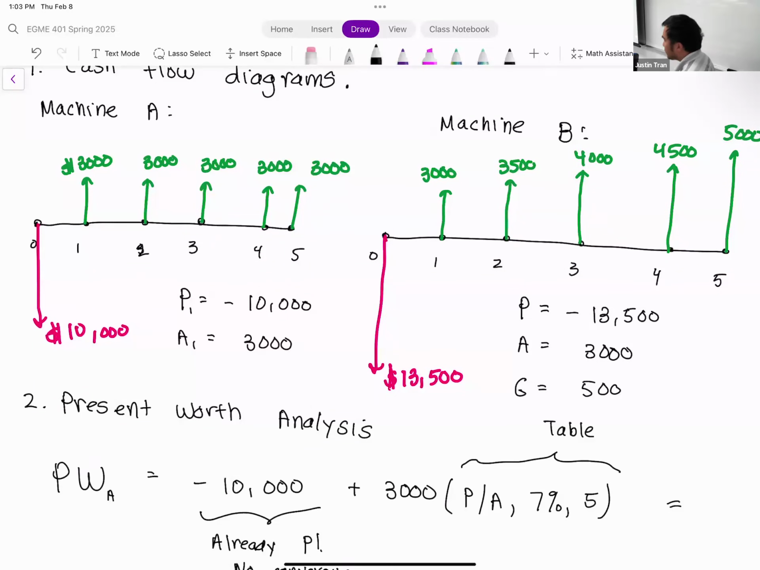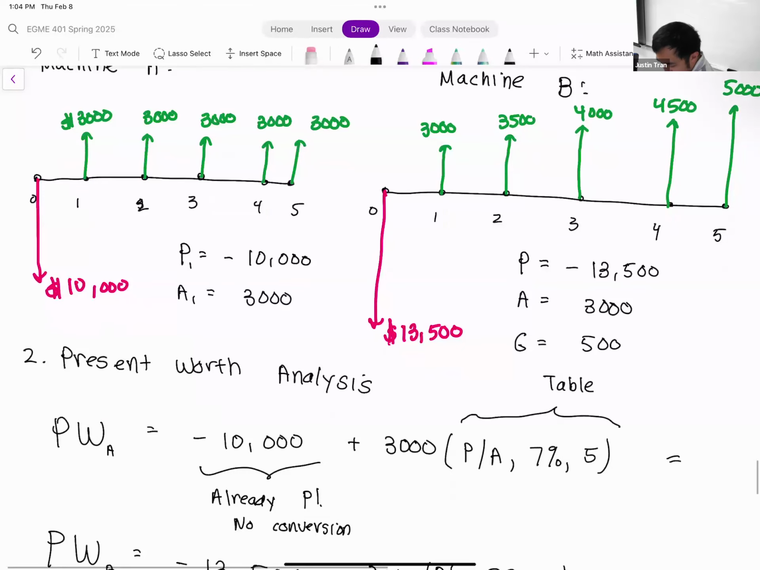Okay, so one thing you're going to have to do in all these problems is that when you're given the cash flows in the problem statement itself, you're going to have to be able to classify these in terms of what types of cash flows they are. Okay, so for machine A here, we see that we have a present sum, that's our initial cost of minus 10,000. And we have a uniform series of 3,000 that takes place each year after that. Okay, so we have two cash flows essentially there. For machine B, we have again a present sum and a uniform series, but we also have this gradient that's going to increase our revenue over time. Okay.